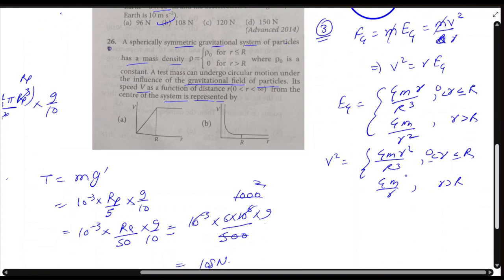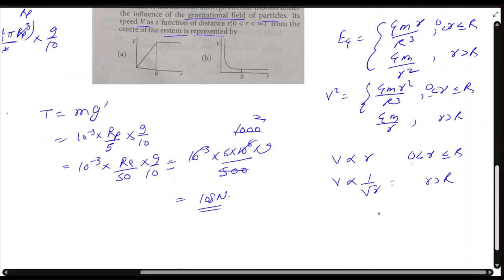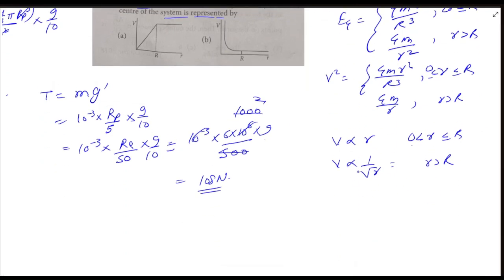So now, initially v is proportional to r for r between 0 and R, and then v will be inversely proportional to the root of r, right? So it will be a parabola, no, this will be a hyperbola itself, right? So these two options will be wrong. We must have some other options. Let me check it.